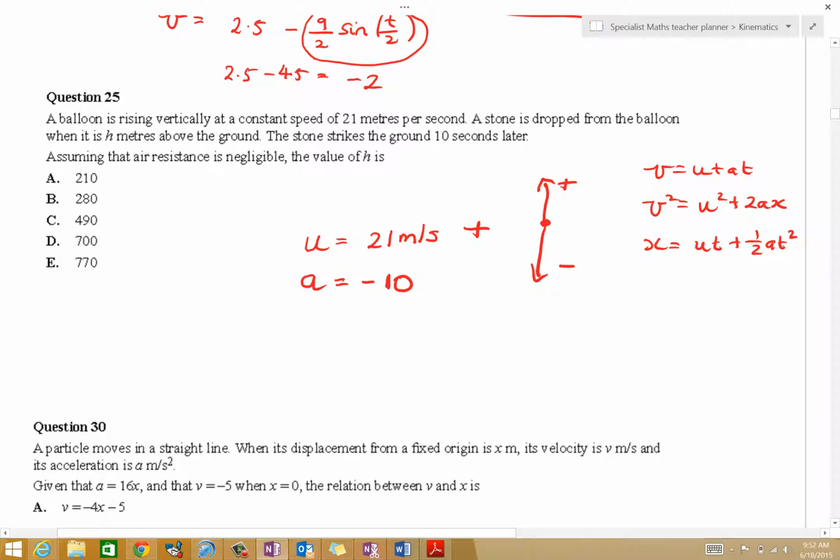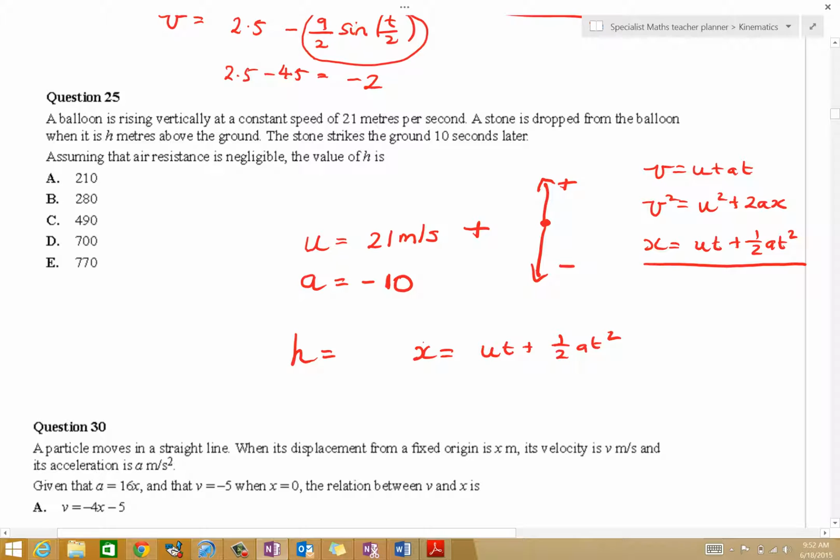All right? Now, what am I using though? What am I finding? Don't I want to find h? Can't I find h? Isn't that the distance? Isn't that this one? Do I know the time? So can't I use x is equal to ut plus a half at squared?